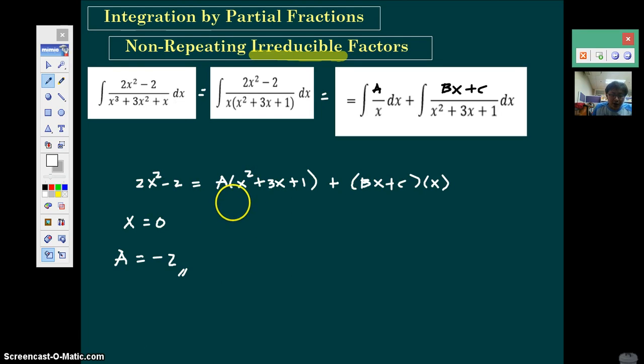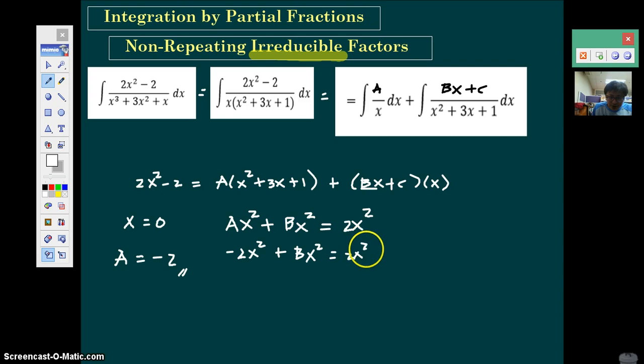Now let's inspect all the terms with x squared first. So here you will have ax squared. And here when you multiply bx and x, you will have another x squared, so bx squared. And it's equal to the only term on the left side with an x squared, and that's 2x squared. So if you have a already, it's negative 2x squared. What do you think b must be? So b must be, it's clear that b must be equal to 4.